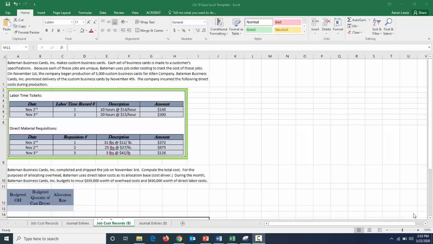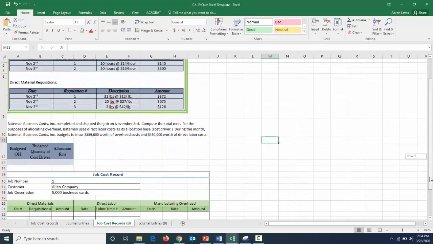We need to compute its total cost. For the purposes of allocating overhead, again, those costs that can't directly be traced to it, like labor and materials could, things like our rent and our insurance, etc., we are going to have to come up with a cost driver. And Bateman's cost driver is direct labor costs. During the month, Bateman Business Cards budgeted to incur $559,000 worth of overhead costs and $430,000 worth of direct labor costs. Well, right now, we can compute what our allocation rate is based on direct labor costs.